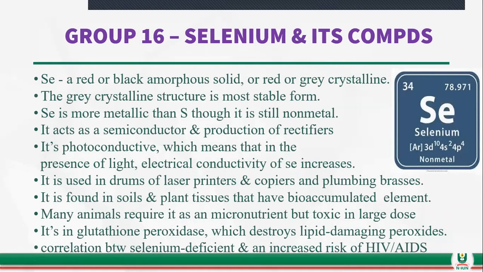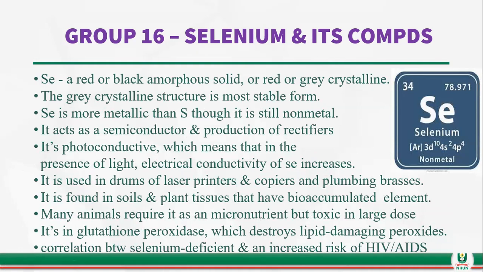Selenium, the summary of selenium is as what we have presented here. Selenium is a red and black amorphous solid, or it could be a red or gray crystalline structure. The gray crystalline structure is the most stable of selenium. Selenium is more metallic than sulfur. You remember metallic power increases down the group.